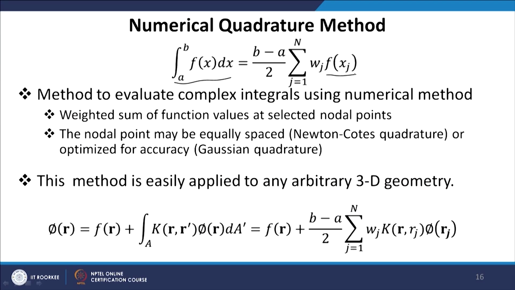So, we evaluate the function at a selected number of node points, multiply by weights, and then sum over those points, and that is basically this integral. For example, let us say we want to find out the area under this curve. This area will be equal to the integral of f(x) dx from whatever limits a to b.